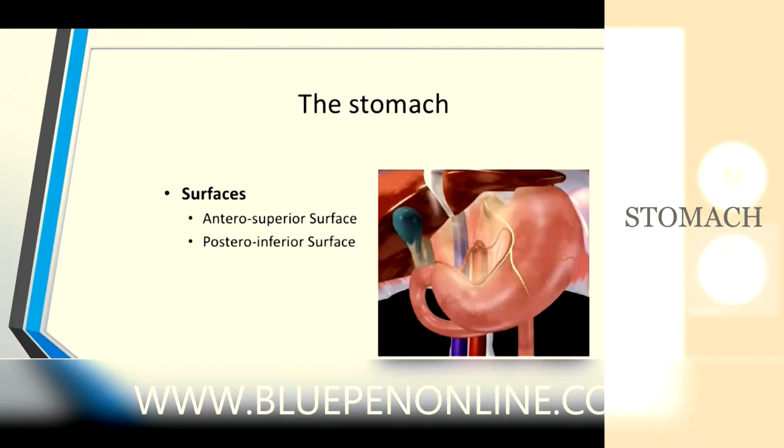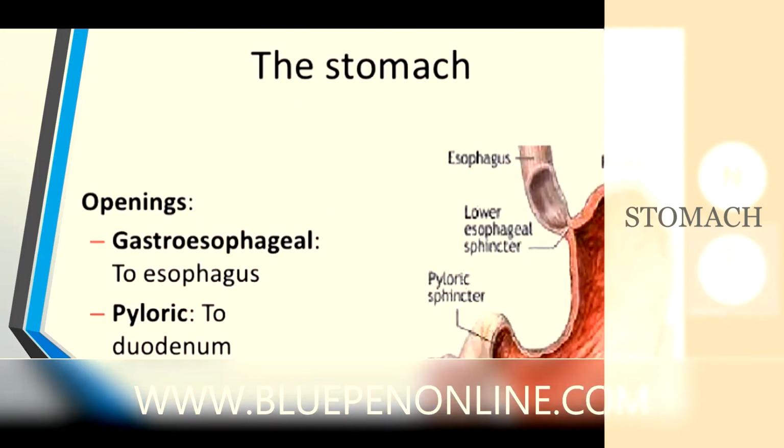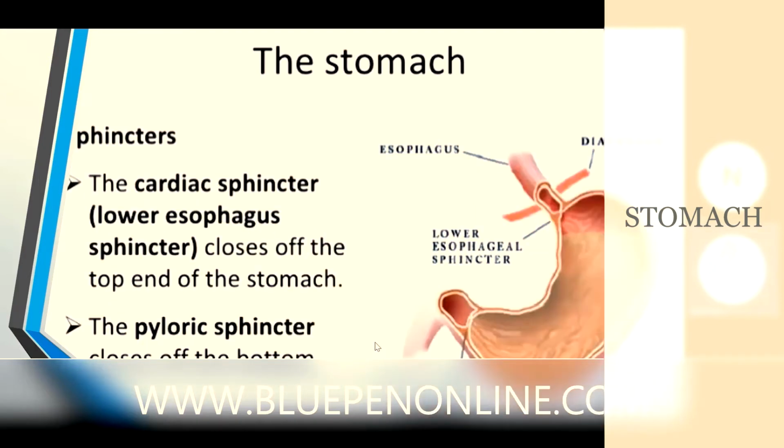Then about the surfaces. There are two surfaces, that is the antero-superior surface and the postero-inferior surface. Openings, I told you there are two openings. One is from the esophagus and another is from the pylorus to the duodenum. So this is the gastroesophageal opening, and this is the pyloric opening to the duodenum.